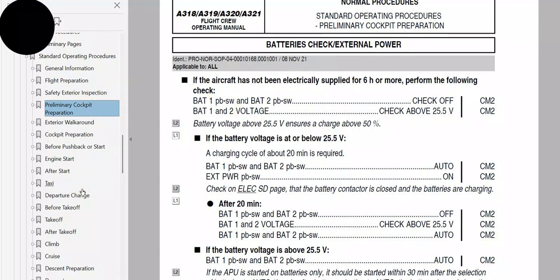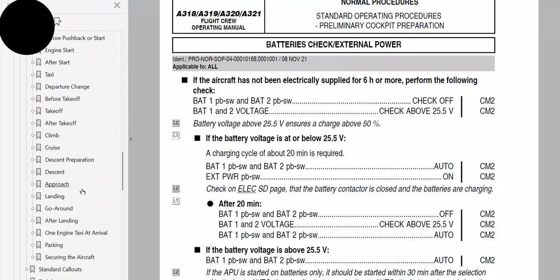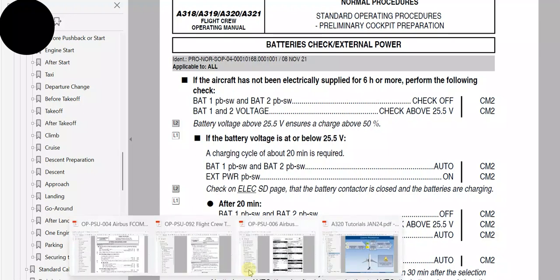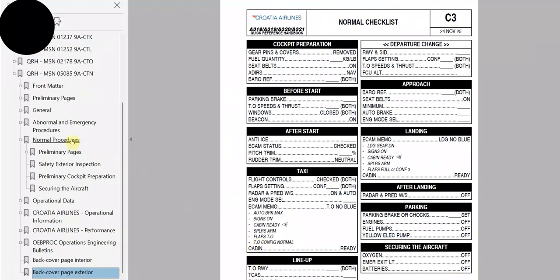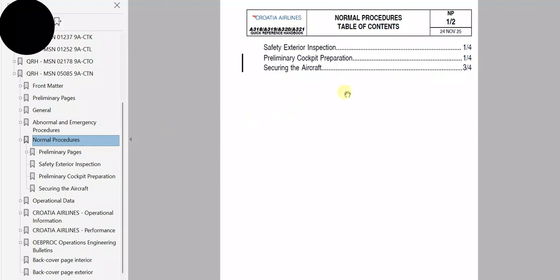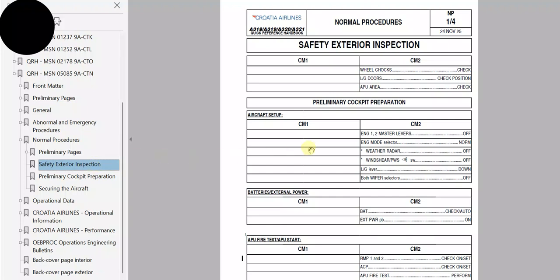So these are the normal procedures, and if we go to the QRH, here in a QRH, in a normal procedure, when we open it, we have only three phases of a flight: safety exterior inspection, preliminary cockpit preparation, and securing the aircraft. Why do we have only these three in a QRH? Because these are the only ones in a normal SOP that can be done with the help of the paper, with the help of the QRH.